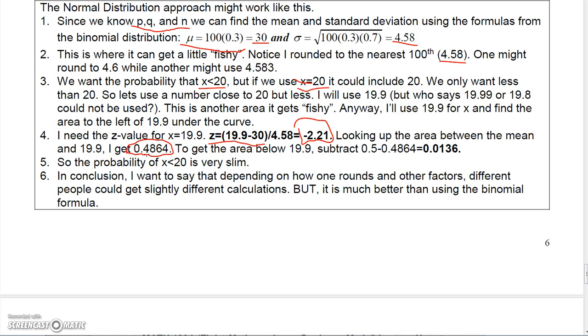since by symmetry the area between the mean and 2.21 is the same as between the mean and negative 2.21. So I got 0.4864. Now, this is the area between 19.9 and the mean, but I want the area to the left of 19.9, so I subtract 0.4864 from 0.5, and that will give me the area to the left of 19.9. So the probability that he gets less than 20 hits is pretty slim.